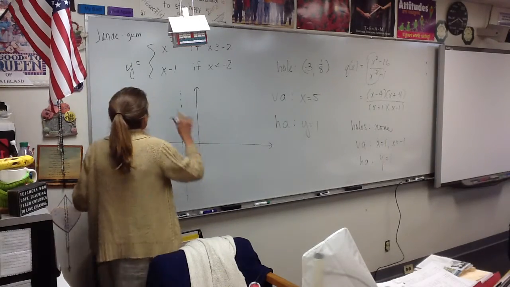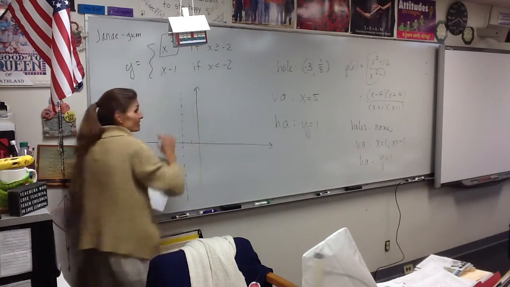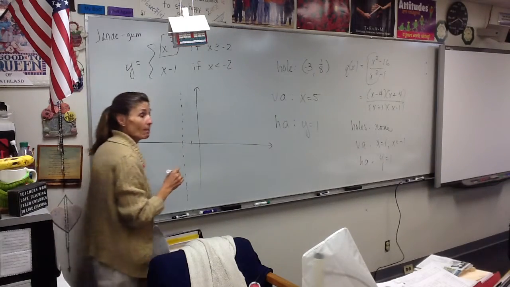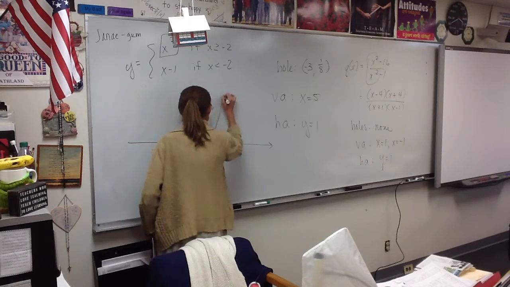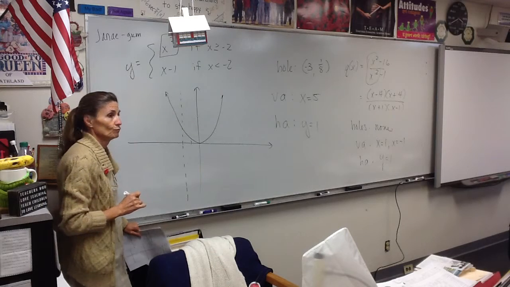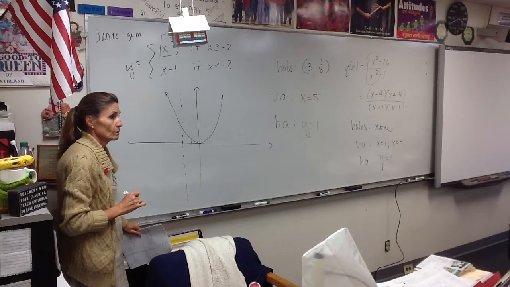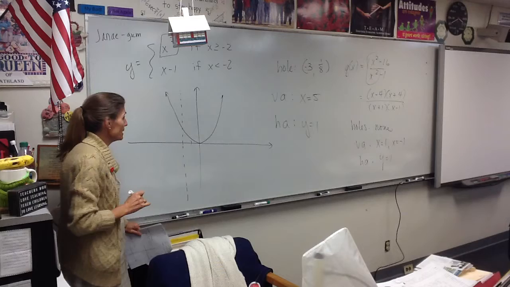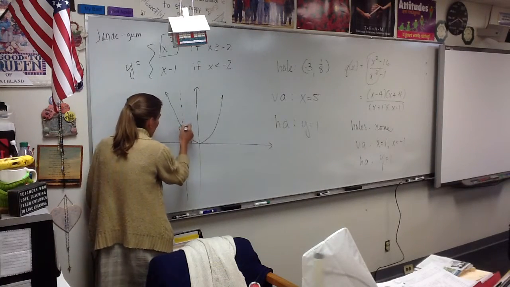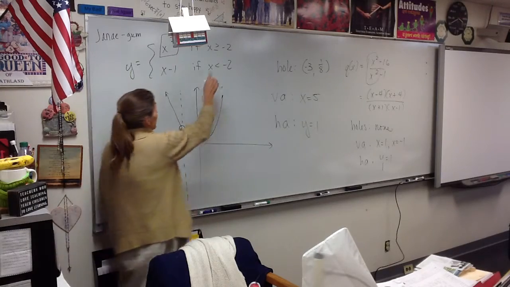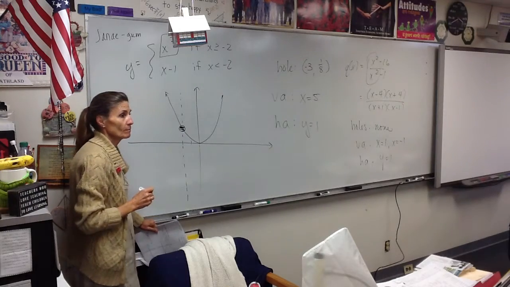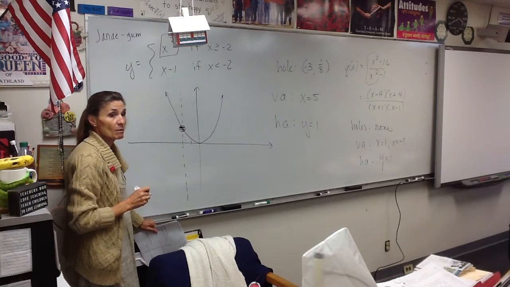I'm going to forget all that for a minute, and I'm just going to graph that. What does that look like? That's a parabola. So I'm just going to sketch in my parabola. Everybody okay? Now, that parabola crosses my line right here. So I'm going to put a dot there. And that dot is going to be colored in. Would you agree with me? Yep. Did somebody say why?